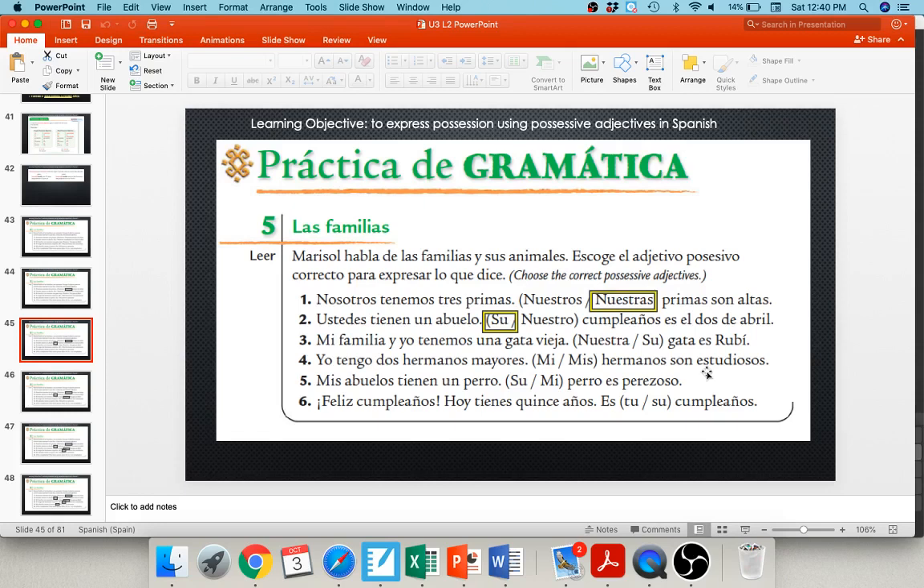So our family has a cat. Our cat's name is Ruby. We're going to choose nuestra here. And notice nuestra ended in an A because it had to agree with gata, a feminine cat, female cat.